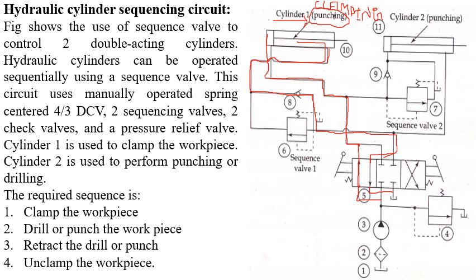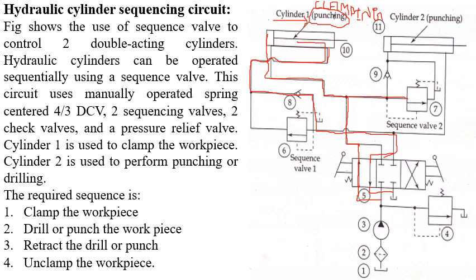When the valve is in the left envelope, the workpiece is clamped by cylinder 1. When cylinder 1 reaches the end of its stroke, the pressure increases in the blank end of cylinder 1, which causes sequence valve 2 to open, and oil goes to the blank end of cylinder 2 through sequence valve 2. How is it happening? Look at here.